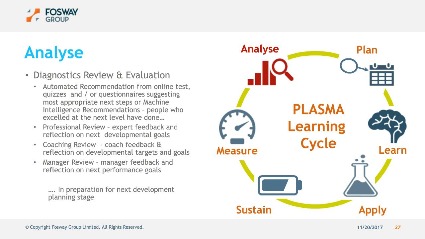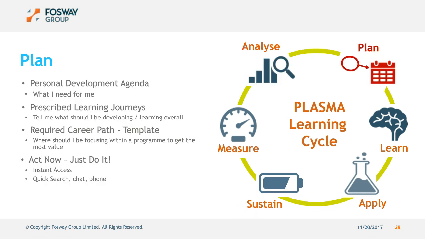And individuals can take that to their friends, their mentors, and say, I've got this feedback, what would be a good step to do next? And you can debate about it, but without having the next step, which is having a plan, which is about, maybe it's a personal development agenda, maybe it's about having prescribed learning journeys, maybe it's about having required development paths, maybe it's just about doing stuff now, because you've got 10 minutes, let's go and look for stuff that's available. That's really important.